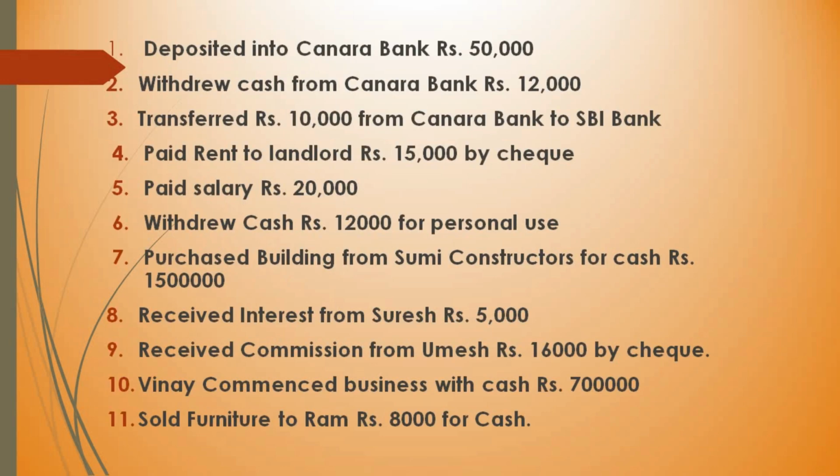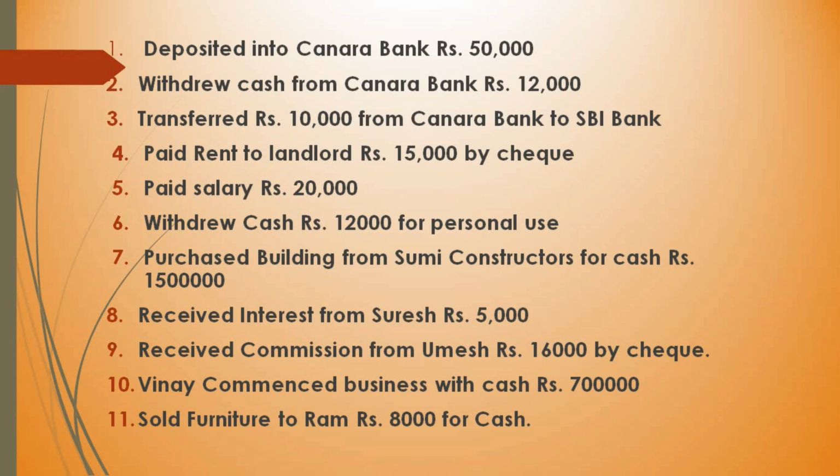So here we have some transactions. The first one, deposited into Canara Bank rupees 50,000, withdrew cash from Canara Bank rupees 12,000, transferred rupees 10,000 from Canara Bank to SBI Bank, paid rent to landlord rupees 15,000 by check, paid salary rupees 20,000, withdrew cash rupees 12,000 for personal use, purchased building from Sumi Constructors for cash rupees 15 lakhs, received interest from Suresh rupees 5,000, received commission from Umesh rupees 16,000 by check, Vinay commenced business with cash rupees 7 lakhs and sold furniture to Ram rupees 8,000 for cash.